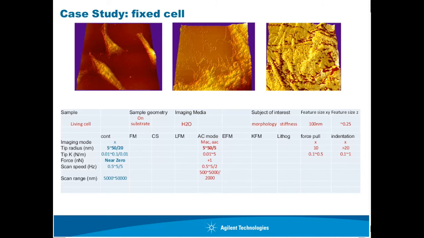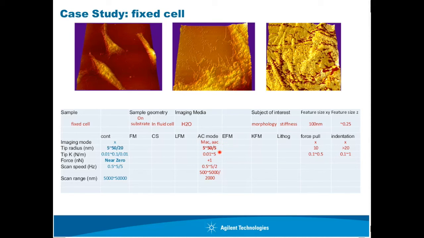Now, fixed cells. A fixed cell is very different from a living cell. A fixed cell is typically much stiffer than a living cell. And you can reach much higher resolution, but you need to use AC mode. Here, I put AC mode as red and contact mode as blue. Contact mode can work well, but with near zero force. However, AC mode with a relatively strong force can resolve much more details. AC can do MAC mode or AAC. I believe MAC mode works better.